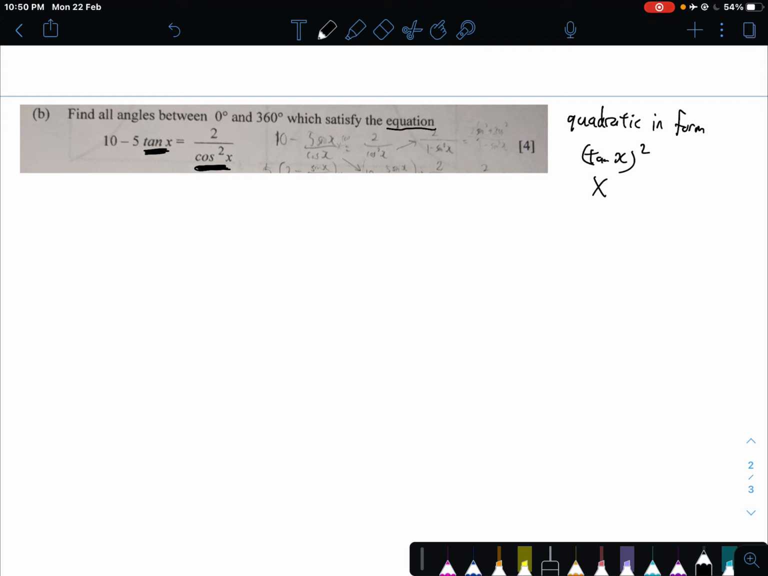If you cannot see it, you can substitute tangent x with a capital X, and it's a capital X square. Okay, I'll talk more about it as I move on later.